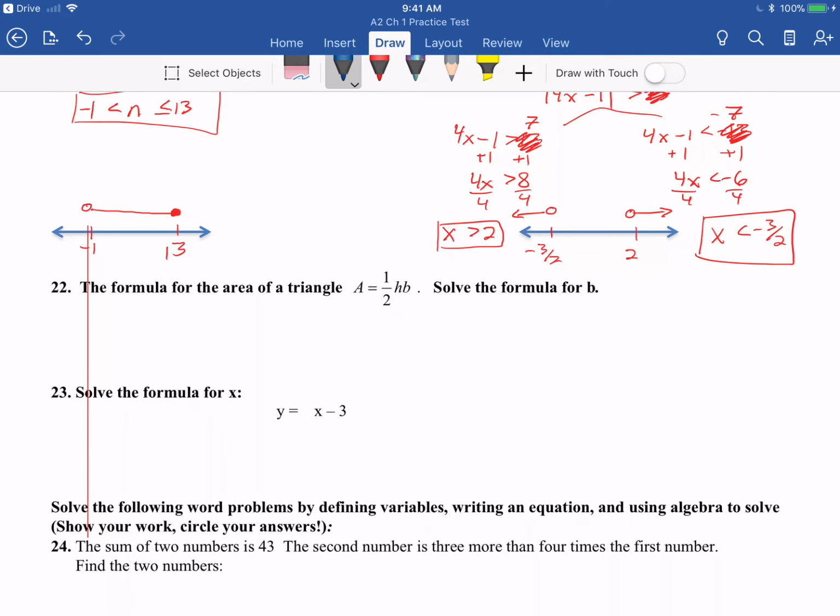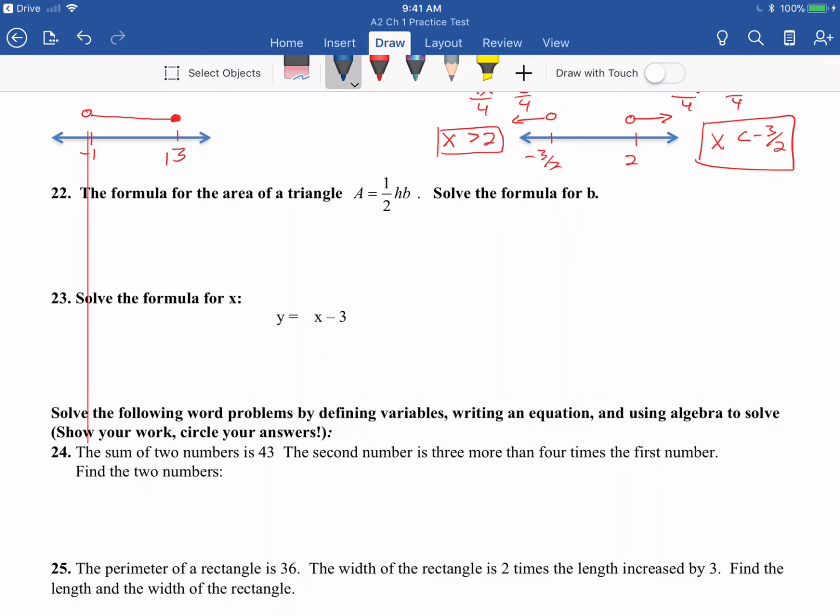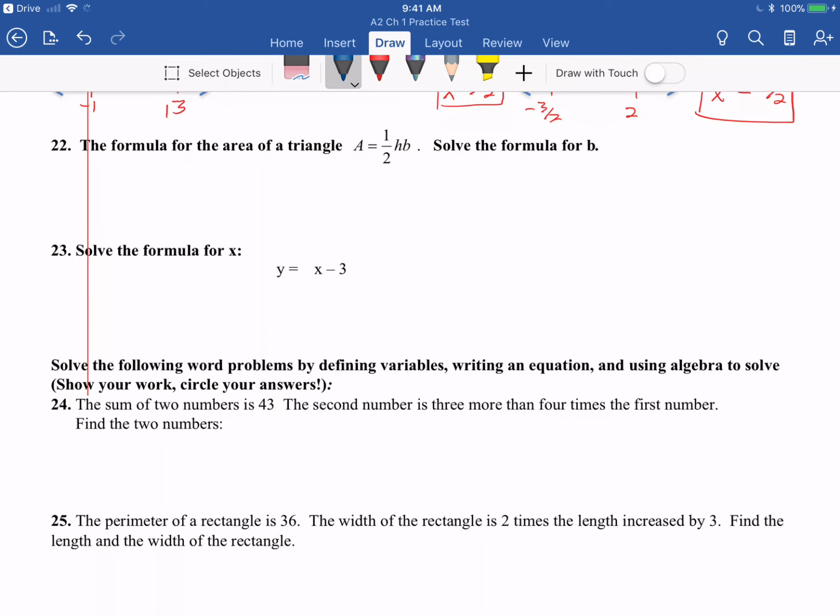Okay, awesome. Next one, the formula for the area of a triangle is that, solve for b. Okay, so here, remember, we multiply by 2 over 1 to get rid of the fraction, multiply by 2 over 1, so I have 2a is equal to h times b. And then remember here is that you can move these letters just like we move around numbers. So I take this h, and to get b all by itself, I divide by h, divide by h. So now I have 2a over h is equal to b.